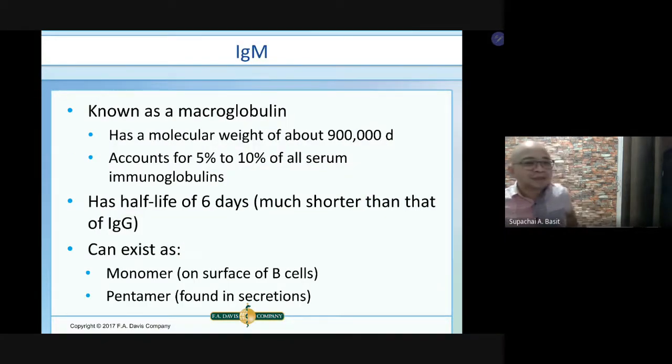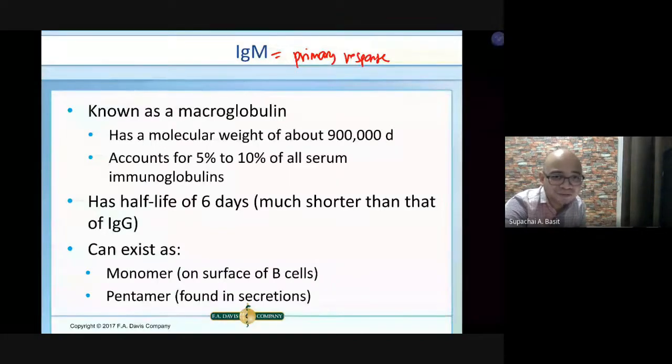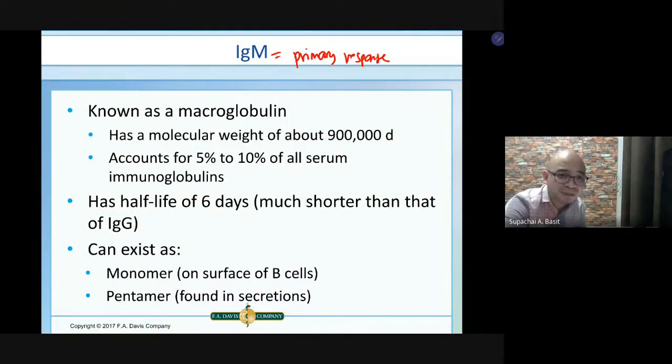Okay, so let us now talk about IgM. IgM is also known as the primary response. If IgG is known as the secondary response, IgM is known as the primary response, primarily because it is the first type of immunoglobulin that will be produced in response to an antigen. So during immune response, IgM is the first immunoglobulin to be produced.